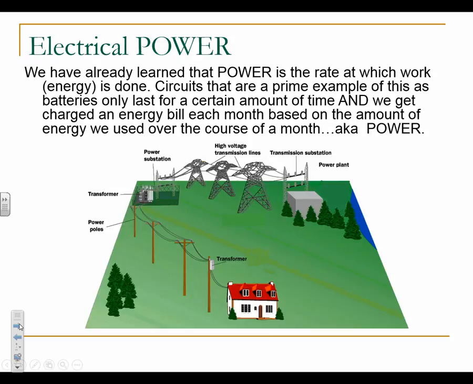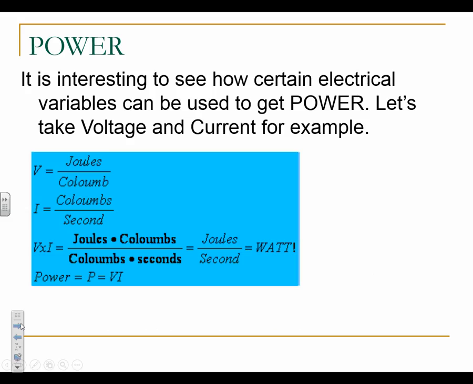Now electric power. We've already learned that power is the rate at which work or energy is done. It's a rate, so really it's just work divided by time. Circuits are a prime example of this, as batteries only last for a certain amount of time, and we get charged an energy bill each month based on the amount of energy we use over the course of a month. All of those things are also known as power. It's interesting to see how certain electrical variables can be used to get power, and there are lots of different ways to do it.